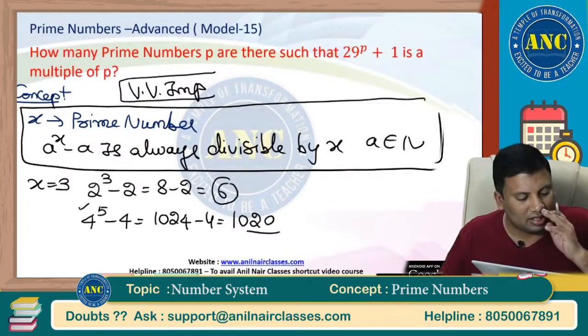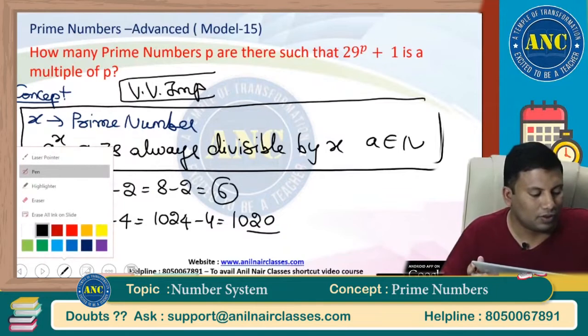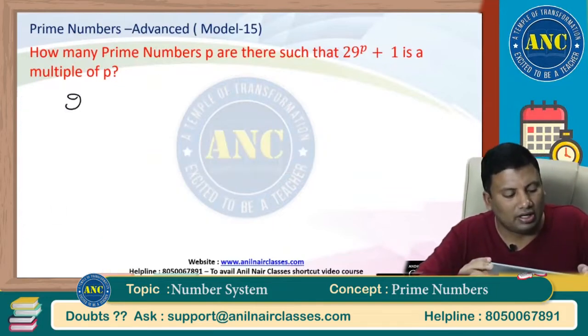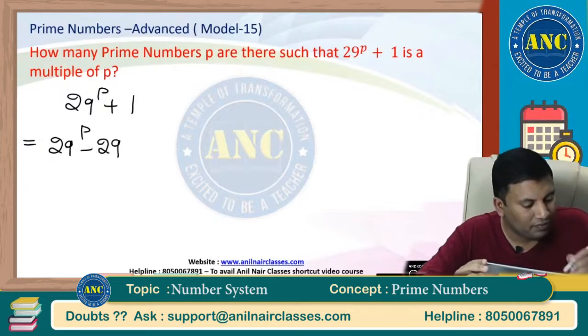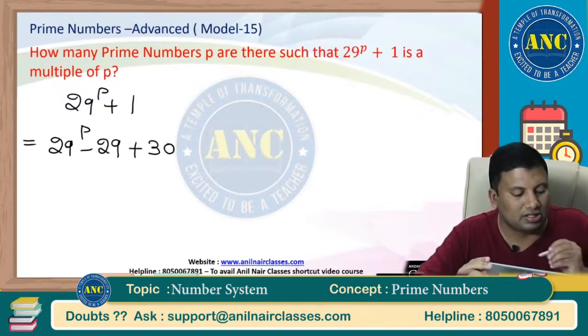If a is a natural number. Now we will use that concept. The question is 29 power p plus 1. This can be written as 29 power p minus 29 plus 30. I hope it is clear.